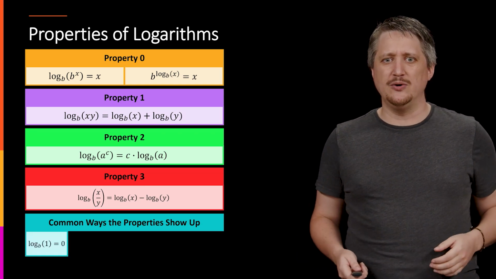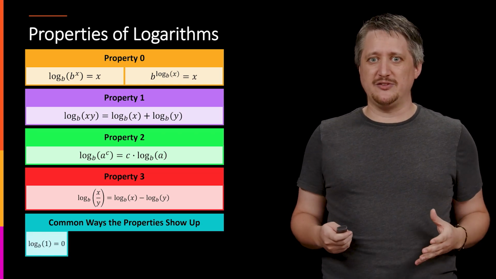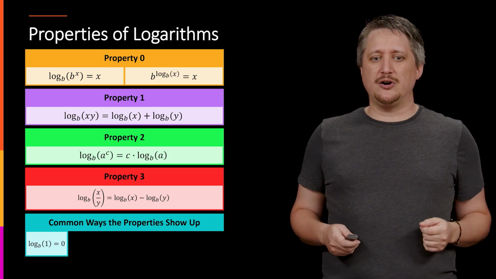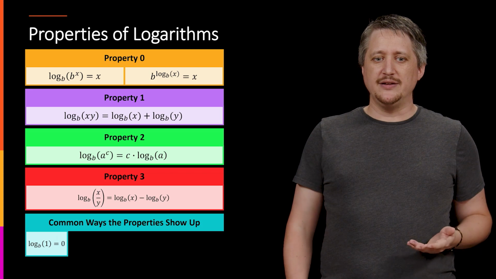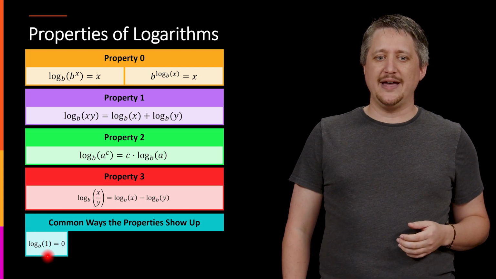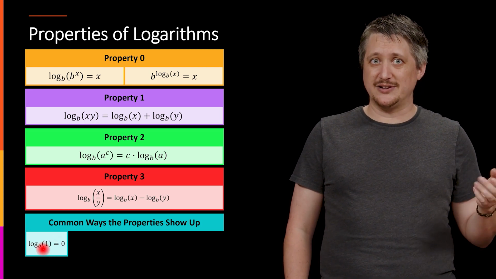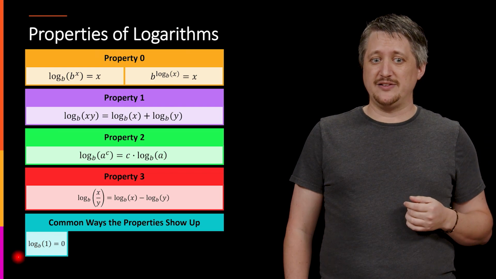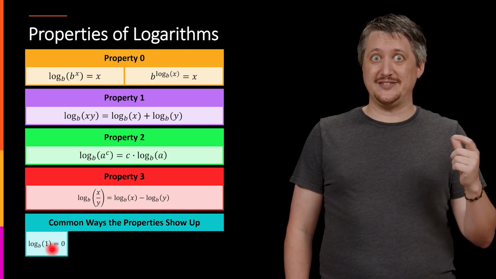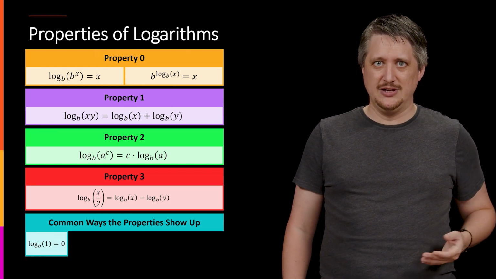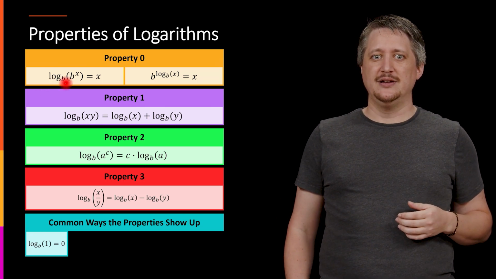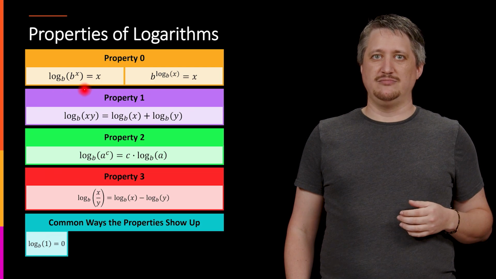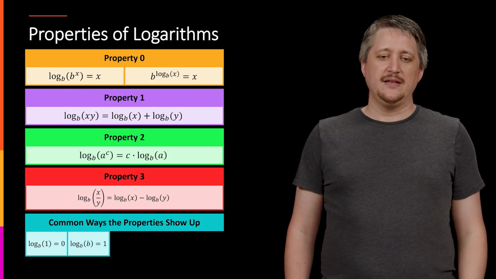These next ones, though, really do come immediately from these properties. So things like log base b of 1 is 0. But really, if you think about 1, I could just write 1 as b to the 0, because b to the 0 is 1, and then log base b of b to the 0, those b's cancel, and I get just 0. So this is literally just that property 0 up here, where x is 0. That's all that is.